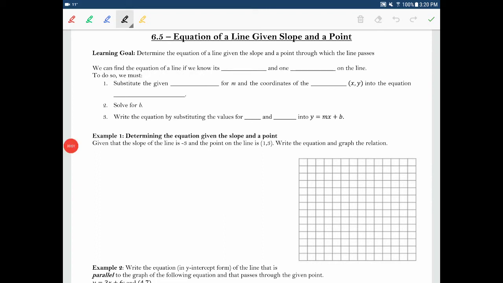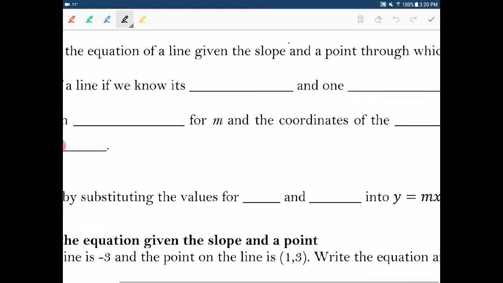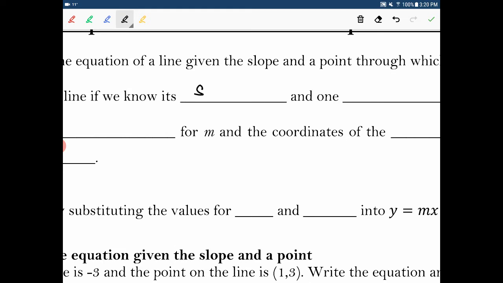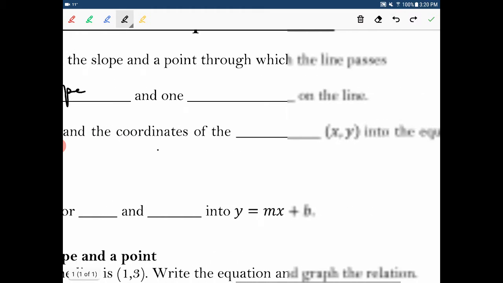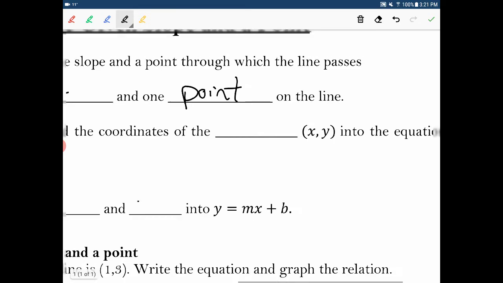Hey all you cool sabers, today we're going to take a look at an equation of a line given a slope and a point. First of all, we can find the equation of a line if we know its slope and one point, which is why that's what this lesson's on. So the slope and one point, that's enough information.